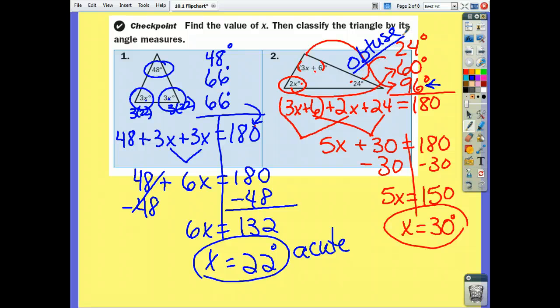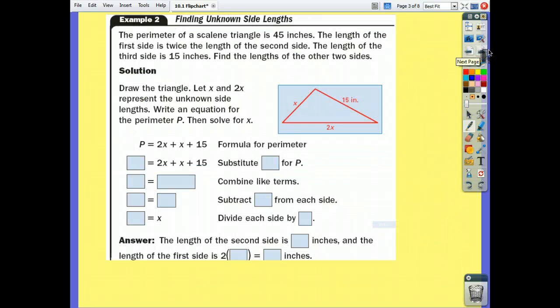We're classifying it by its what? Is obtuse classifying it by its sides or its angles? Angles, yes. Perimeter, adding up the outside.